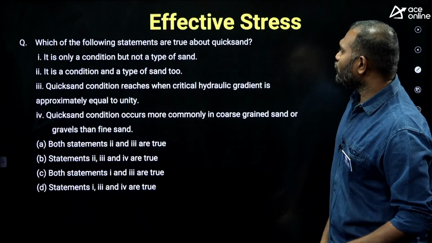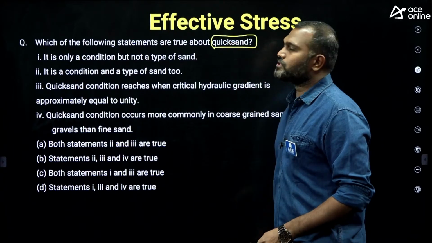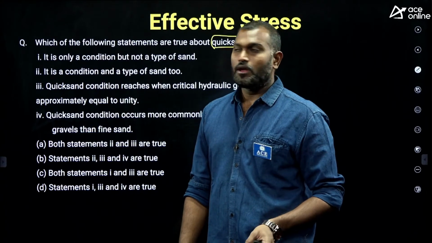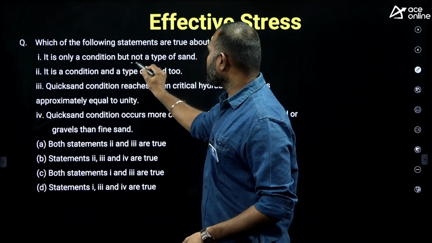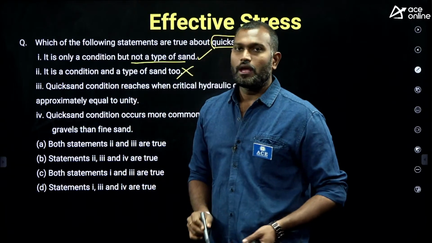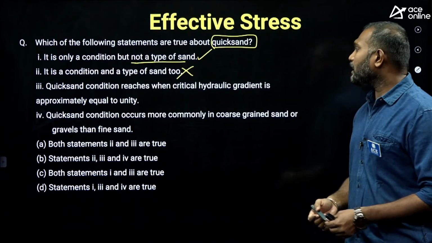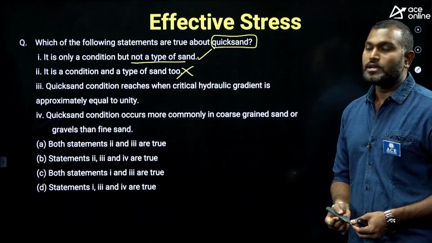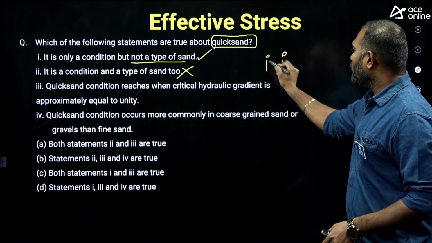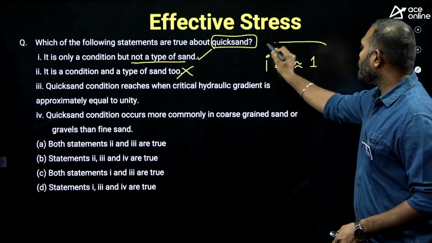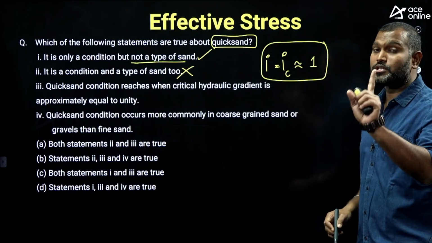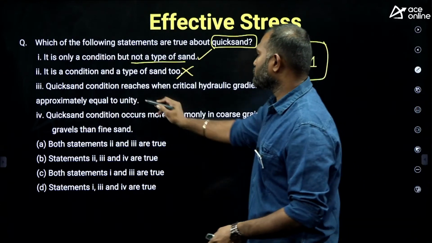Next, which of the following statements are true about the quicksand condition? Quicksand condition is a type of condition, it's not a type of soil. So, it is only a condition, but not a type of sand. Quicksand condition is reached when the critical hydraulic gradient is approximately equal to unity. See, whenever the hydraulic gradient i becomes ic, and approximately this value is 1, then the quicksand condition is going to be reached.